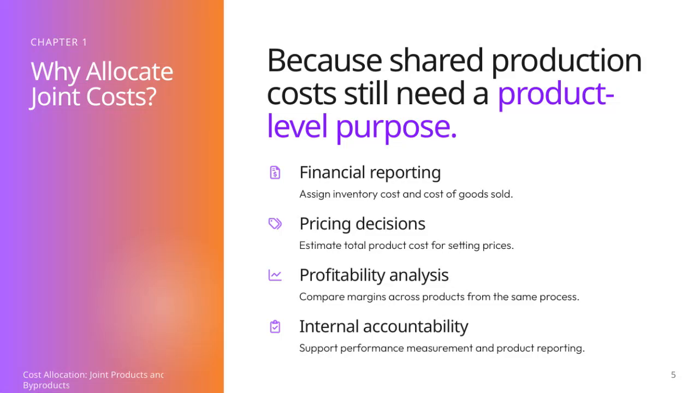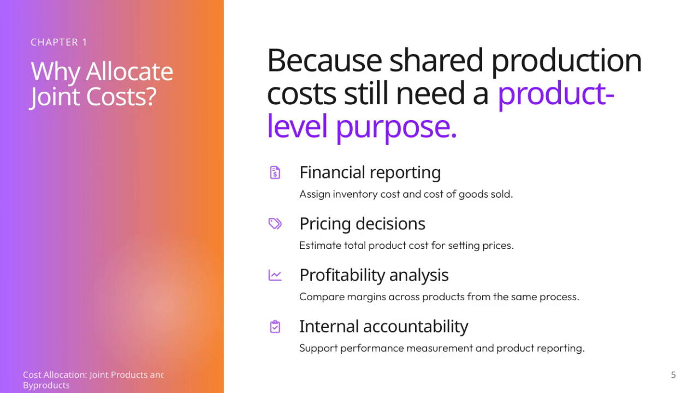Now, let's talk about why it's important to allocate joint costs in production. Even though several products share production costs, we still need to assign these costs to each specific product to understand their true expenses. One key reason is financial reporting. Allocating costs properly helps us assign inventory cost and cost of goods sold accurately. This is essential for accurate financial statements. Another reason is pricing decisions. By estimating the total product cost, including shared costs, we can set prices that reflect the actual cost structure and ensure profitability.